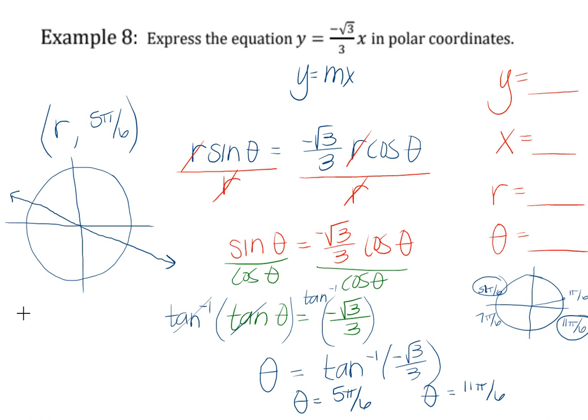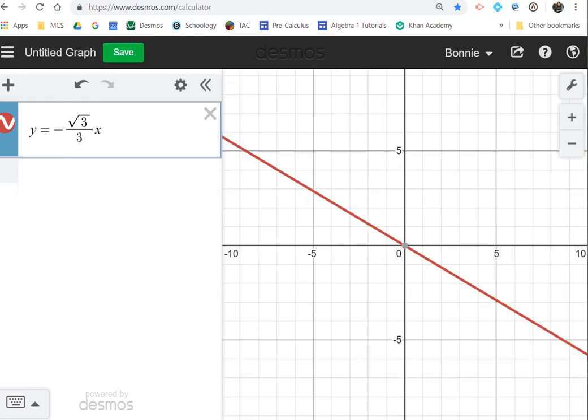And hopefully you can see why this is the same as if we use theta being 11 pi over 6. So if you had any r with 11 pi over 6, this side would be where r is positive, and then over here would be where r is negative. So if we look at these graphically, we can see how they're the same things. Here's our negative root 3 over 3 x equals y. So this is in our rectangular grid.